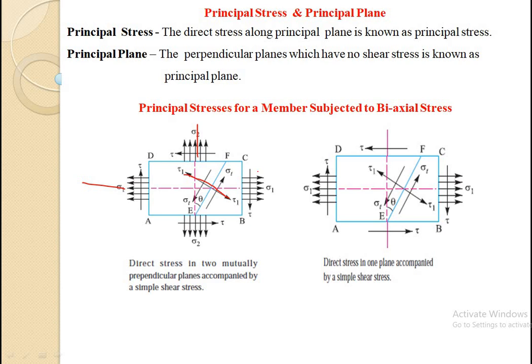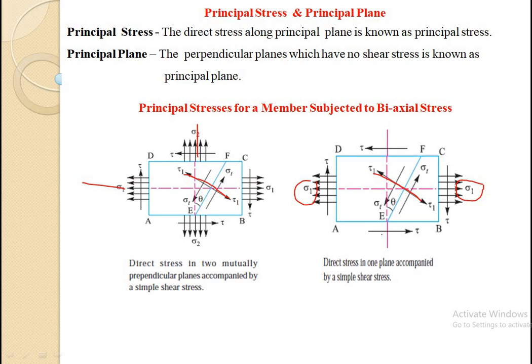Then the normal and shear stresses are obtained as shown in the diagram. Now this is the direct stress in two mutually perpendicular planes accompanied by a simple shear stress. In this case, in one plane there is only one direct stress, sigma 1, which is acting on the perpendicular plane, accompanied by a shear stress. This is the value of the shear stress, tau 1, and this shear stress acts at an angle of theta degree.